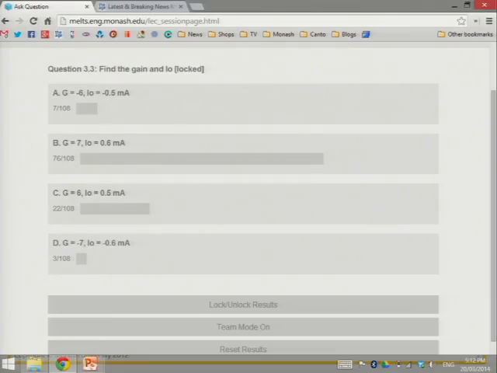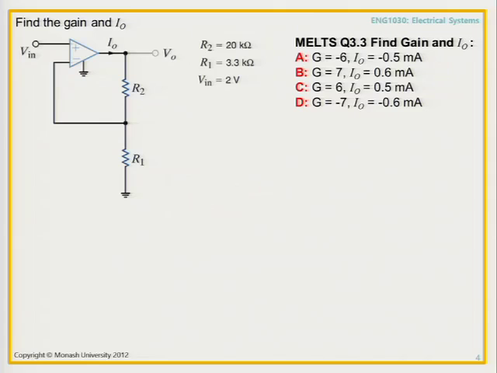Okay, so how do we go about this? All right, so first things first, negative feedback. Yes. So therefore, V plus equals V minus, which we can say equals what? V in, yeah? Because that's V plus, that's V minus, okay? So now, how do we calculate the gain?